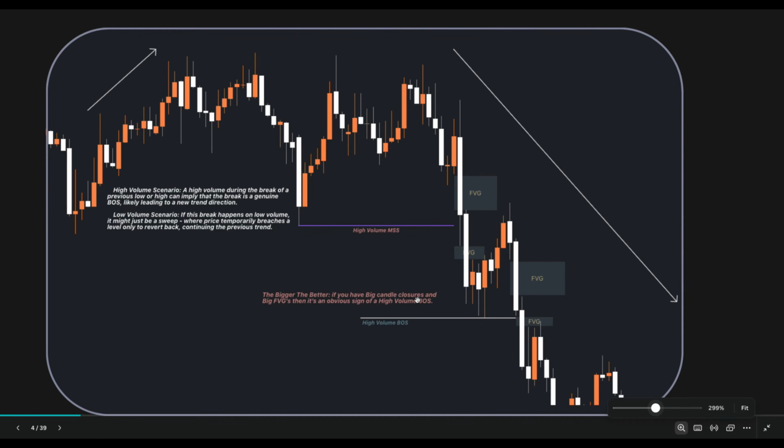If you have big candle closures and big fair value gaps, then it's an obvious sign of a high volume break of structure. And as you can see here, high volume, this little bit of structure over here was broken with some fair value gaps, which indicates and confirms that the trend is officially shifting towards the downside.